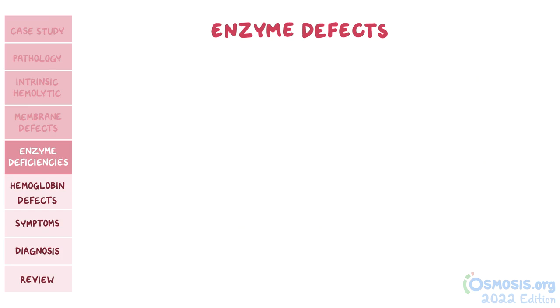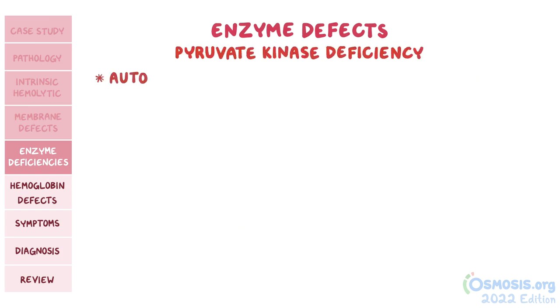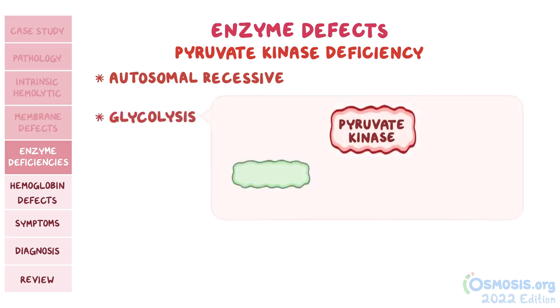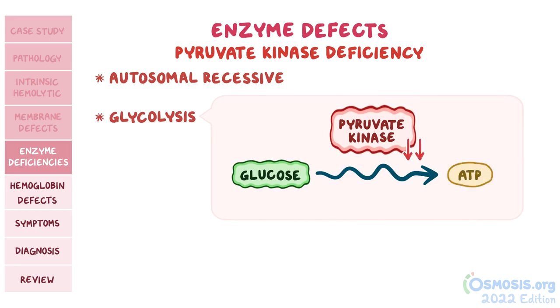Another less common enzyme defect is pyruvate kinase deficiency. This is an autosomal recessive disorder characterized by decreased levels of an enzyme called pyruvate kinase. Pyruvate kinase is an enzyme involved in glycolysis, which is when glucose gets processed in order to generate energy in the form of adenosine triphosphate, or ATP. So, deficiency of this enzyme makes RBCs deficient in ATP.